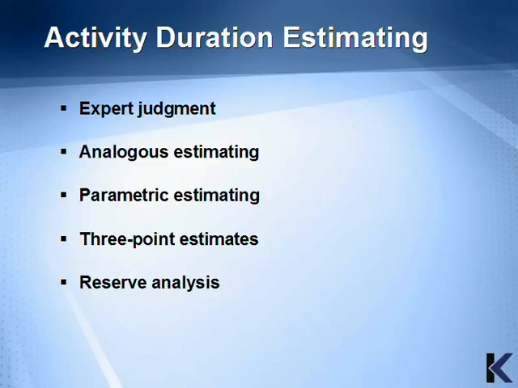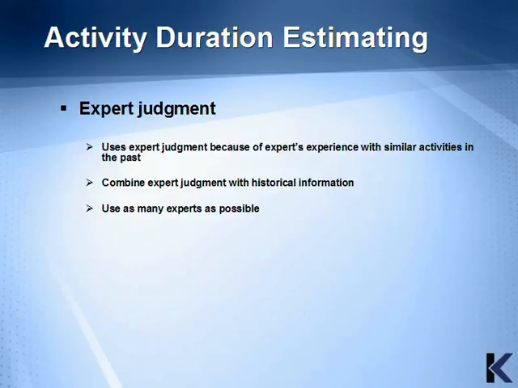To perform activity duration estimating, some of the tools and techniques that can be used include expert judgment, analogous estimating, parametric estimating, three-point estimates, and reserve analysis. In the expert judgment area, you want to use expert judgment because of experts' experience with similar activities in the past. You might want to combine expert judgment with historical information and use as many experts as possible.